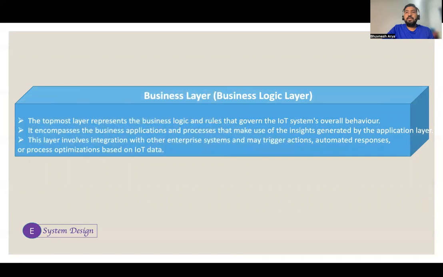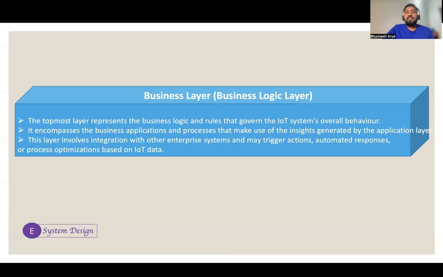Now this brings us to the last layer, which is the topmost layer, the business layer, and we call it the business logic layer also. This layer has rules that govern the IoT system's overall behavior, and it encompasses the business applications and processes that make use of the insight. Suppose you want to present the data to the organization head, and you want to make a presentation to the CXO or CIO to gain some insight out of that data. So this business layer talks about the presentation layer.